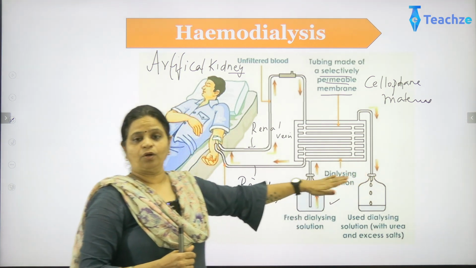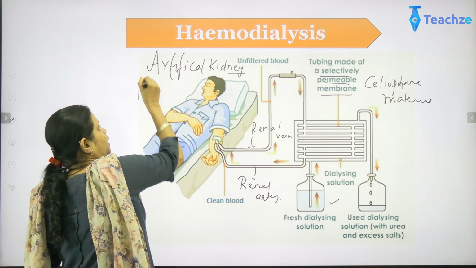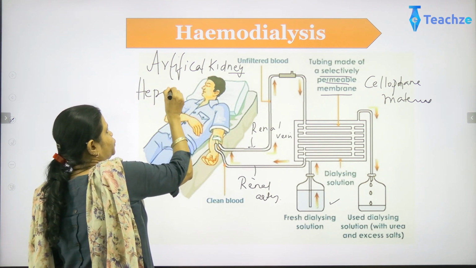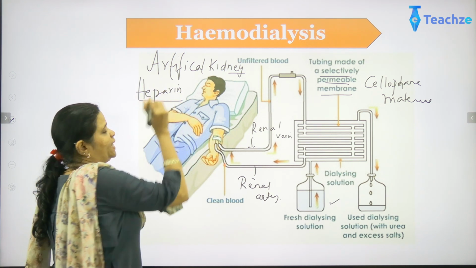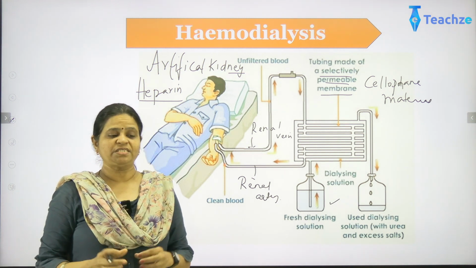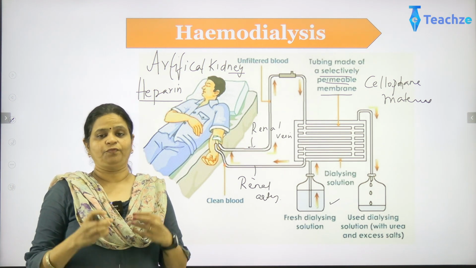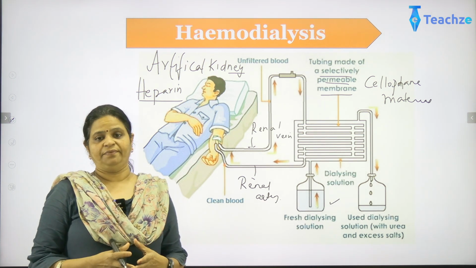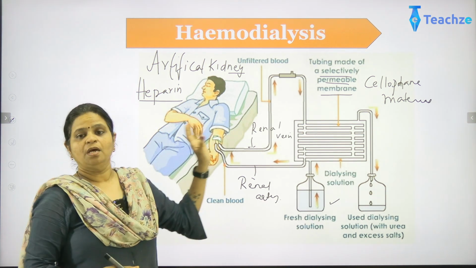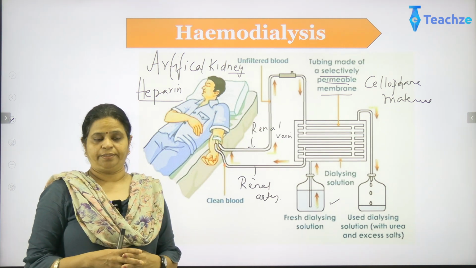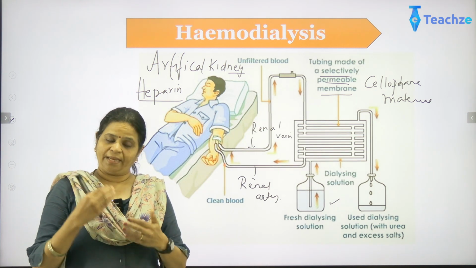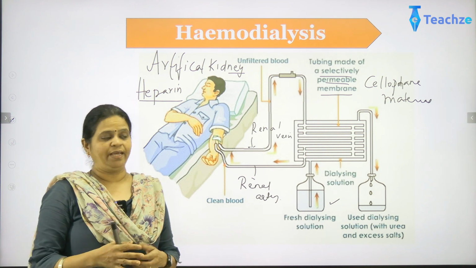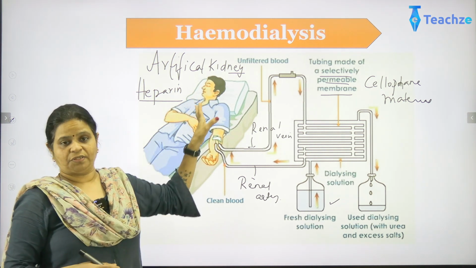For stopping the clotting of the blood, heparin is used, and heparin is an anticoagulant which helps the blood to stay in that fluid condition. The same heparin which comes from the liver is used in a similar way so that the blood doesn't clot here. The same thing that heparin does in a natural way, we are bringing it in an artificial way.